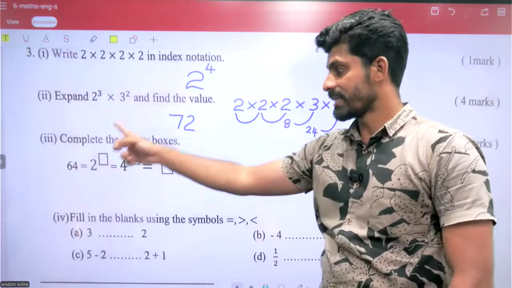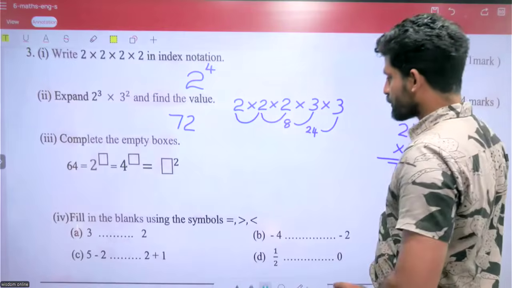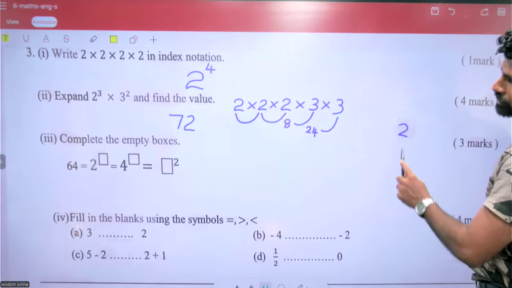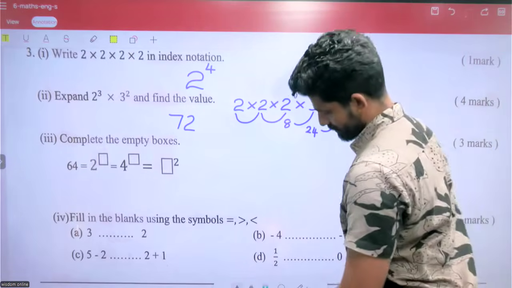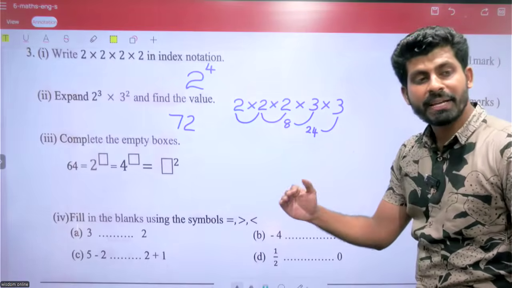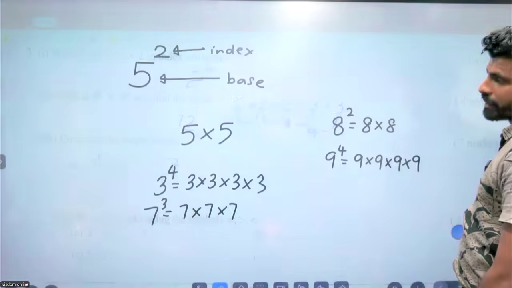Complete the empty boxes. 64 means 2 to the power what? What is the 2 to the power value? That means we need to continuously divide by 2. 64 divided by 2.